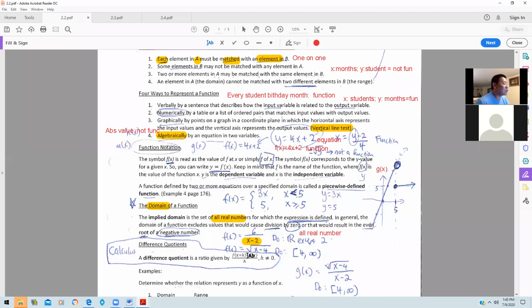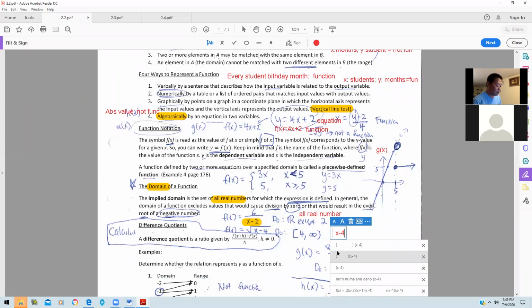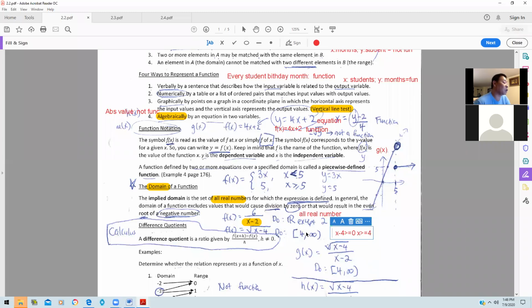Another thing is square root. If you have a square root, then we need to worry about negative numbers. Why we cannot have a negative number under the square root is because it becomes complex or undefined. So we want it to be positive or 0. How do you find the domain if you have a square root? You make it greater than or equal to 0. So you take the radicand, the one inside the square root, and make it greater than or equal to 0, and you solve for x. So x in this case is greater than or equal to 4. That means 4 to infinity is your domain.